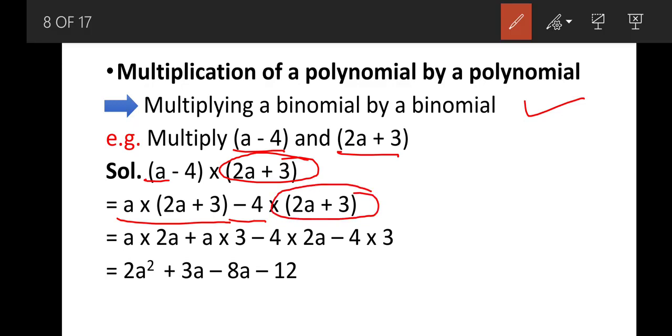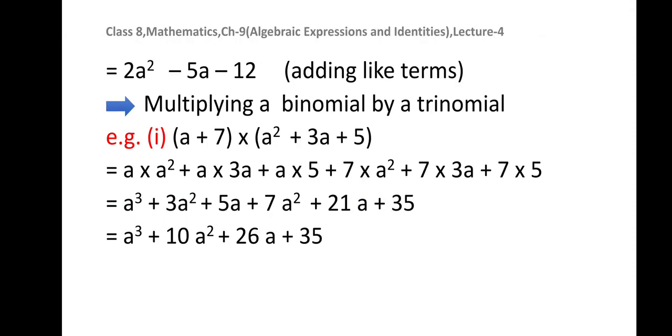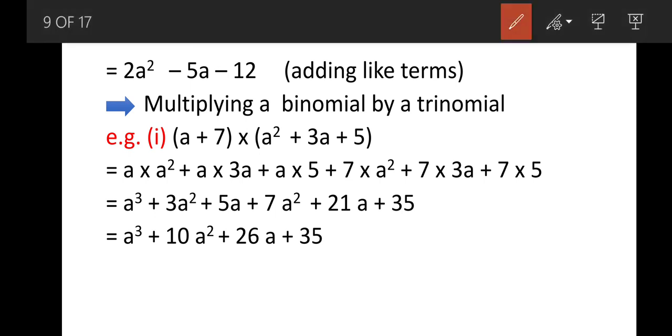Now again, distributive law: as we know, a is to be multiplied by 2a, which is what I have written here. A is to be multiplied by 3 also. This is what I have written here. Now this minus 4 is to be multiplied by 2a, and minus 4 is to be multiplied by 3 also. So your answer will be 2a square plus 3a minus 8a minus 12. And further, these two are like terms. You are supposed to solve that also. So after adding like terms, your answer will be 2a square minus 5a minus 12.